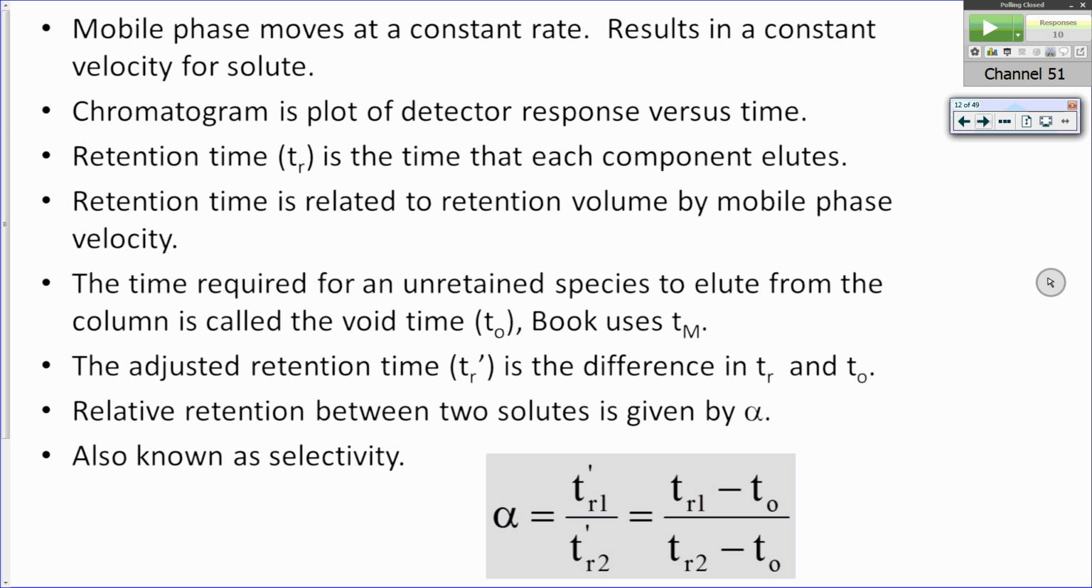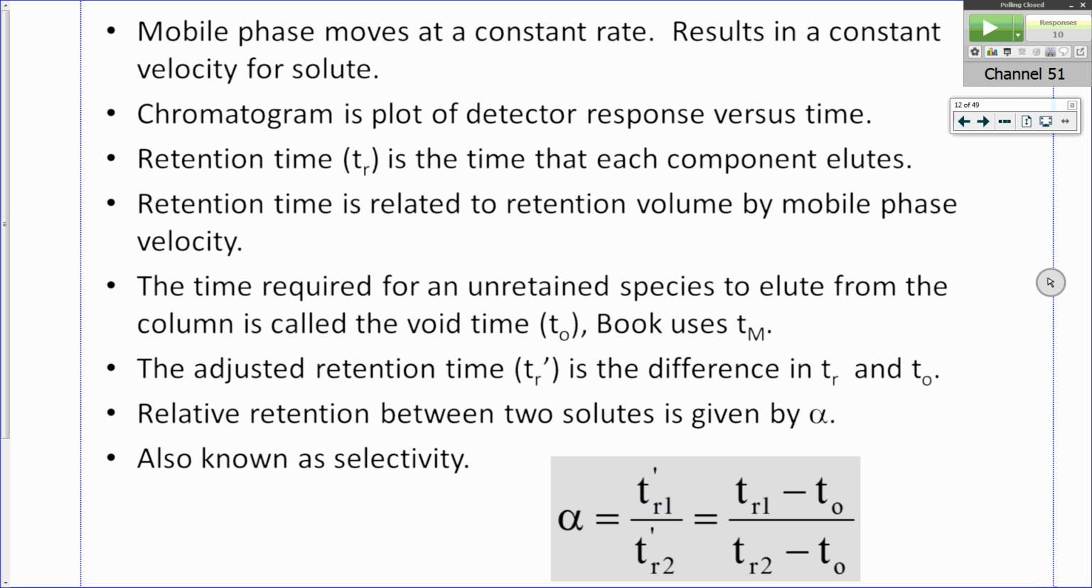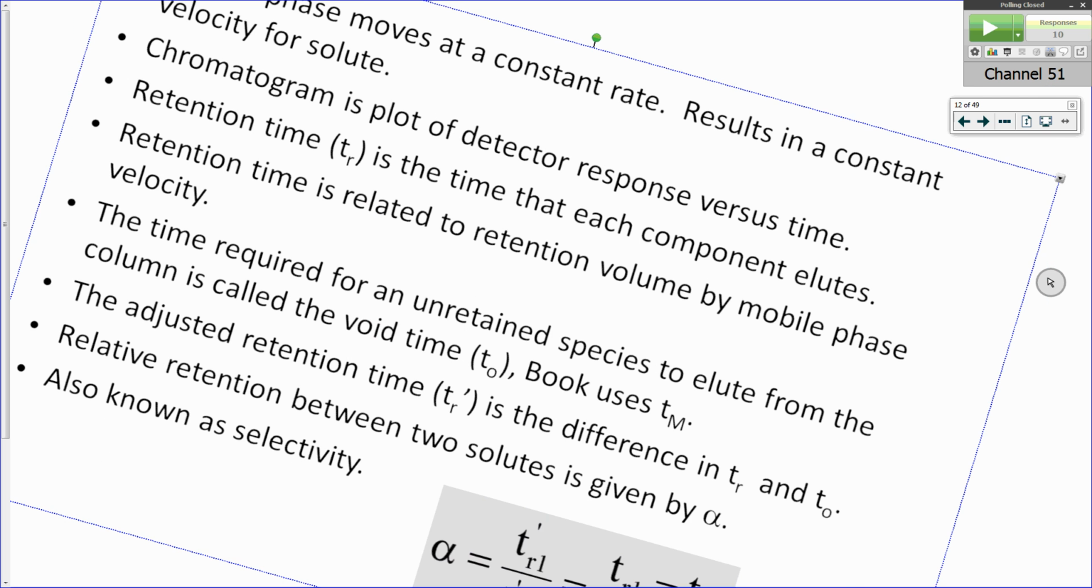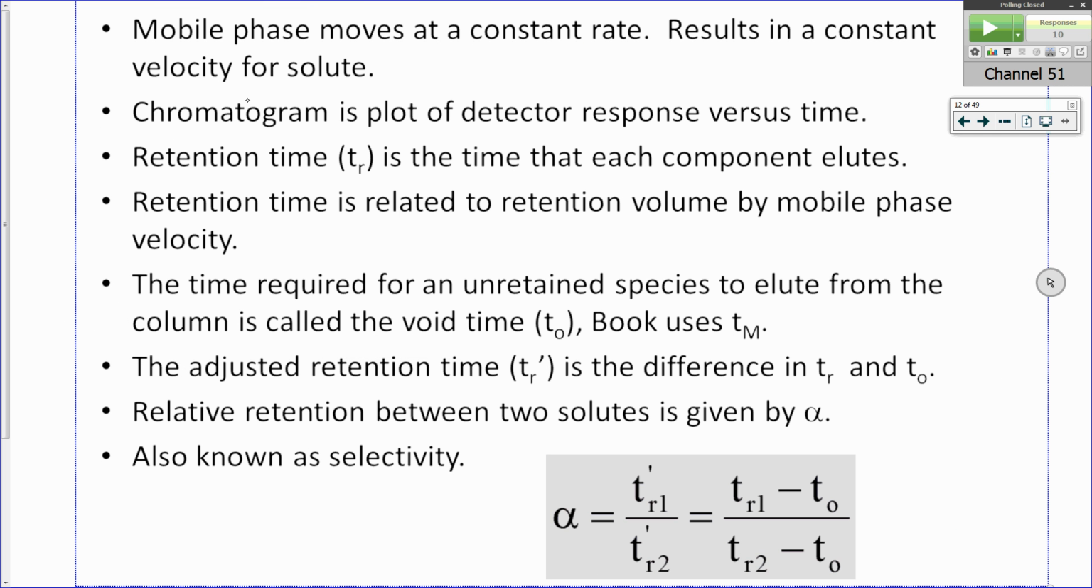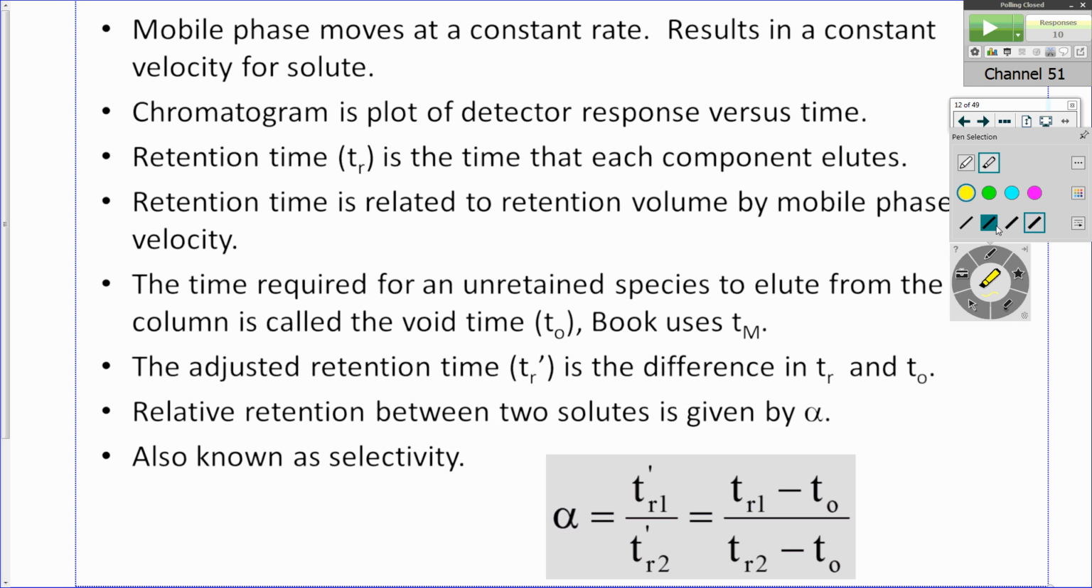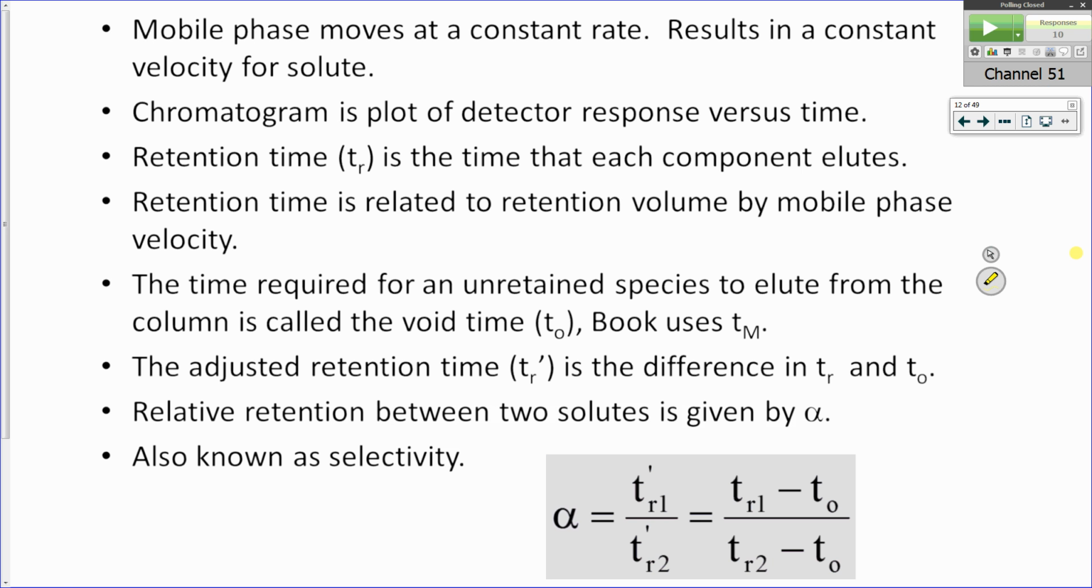The types of chromatography that we like to do for analytical work, we keep at a constant velocity. So we pump it in a way that the velocity of the mobile phase is constant. When we've got this constant mobile phase, that gives us some predictability.